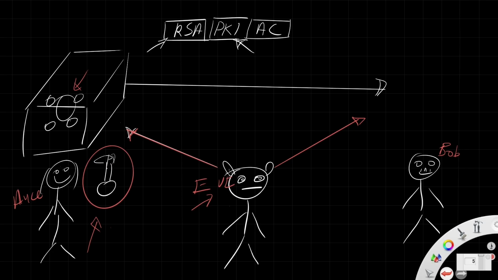Bob will get a different object, or Eve can tamper with the object. So Alice doesn't want to transfer their key. So what is the solution?